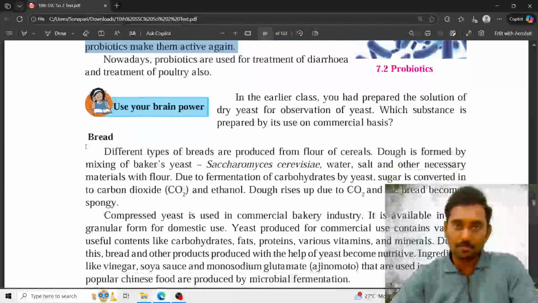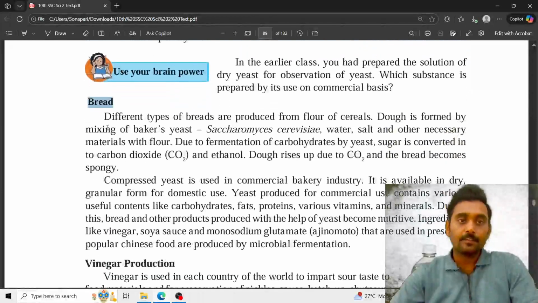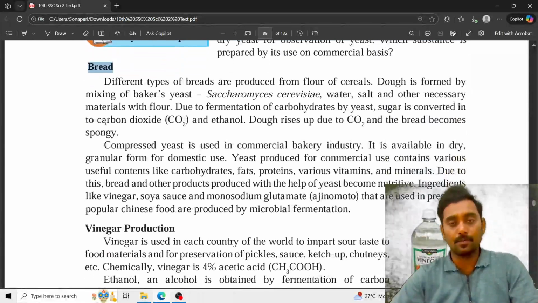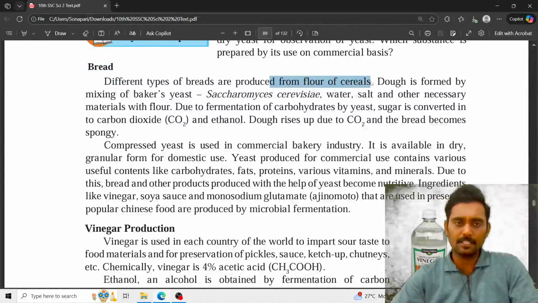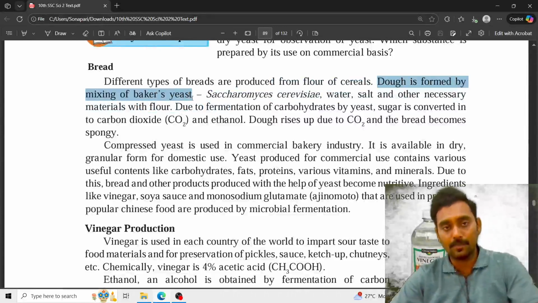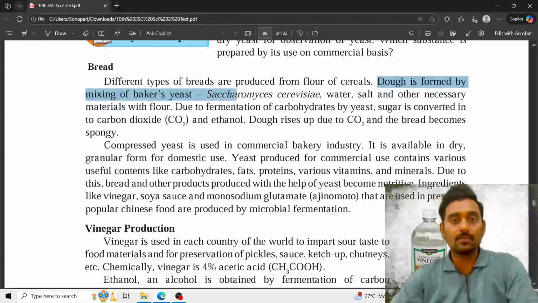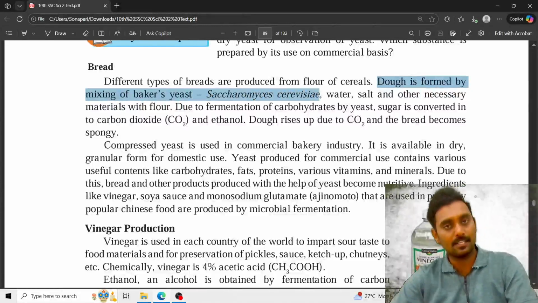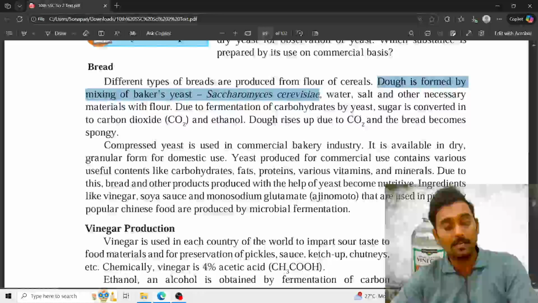Now we will move further with bread. Different types of breads are produced with the help of flour, like cereals. Using different kinds of cereal flour, we can make different types of breads. The dough is formed by mixing in baker's yeast. Which kind of yeast is used? Saccharomyces cerevisiae. Saccharomyces cerevisiae is the yeast microbe which is mixed in while making the dough.